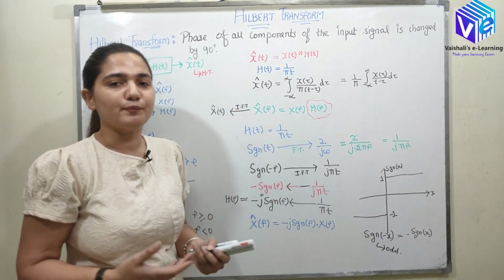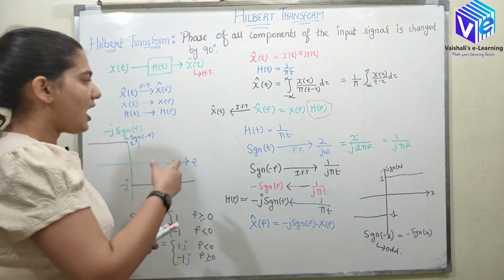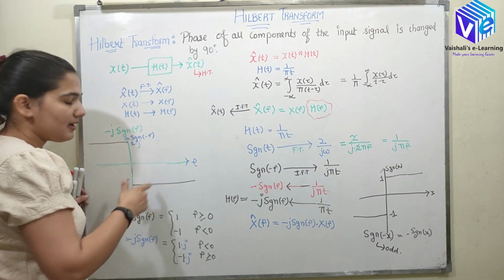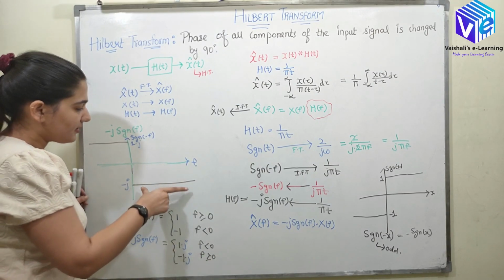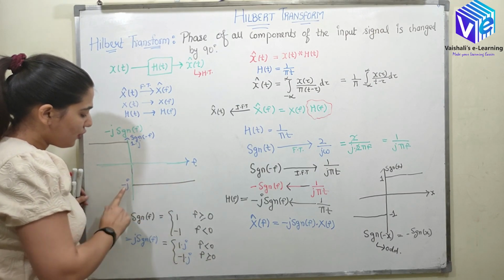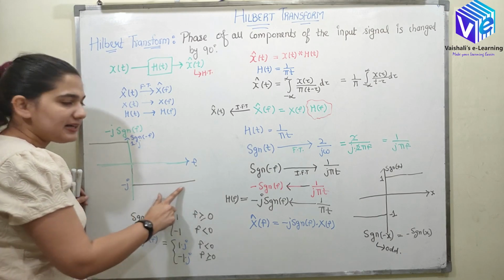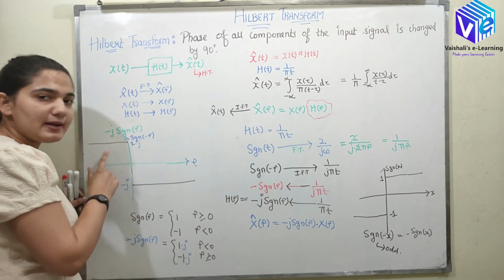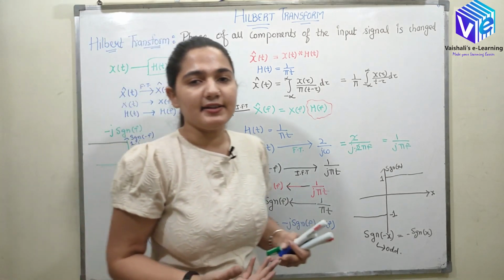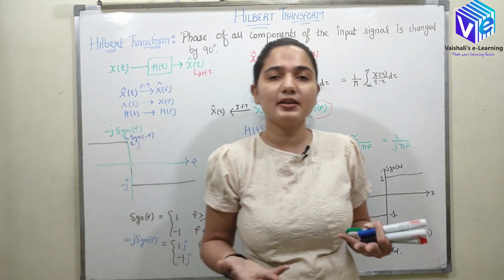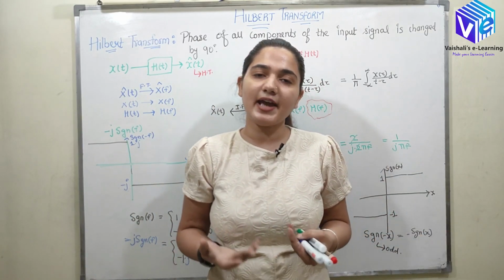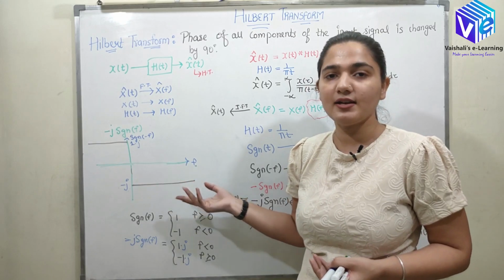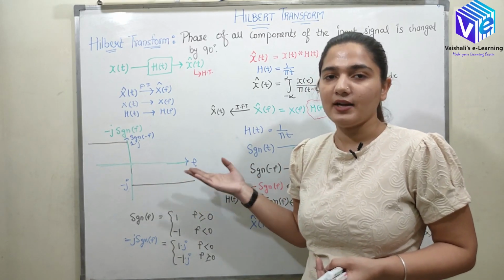So if I have any signal, I need to find its Fourier transform. I'll see for what values it is greater than 0. Whenever it is greater than 0, I'll multiply it with minus j, and whenever it is less than 0, I'll multiply it with j, and I'll add them. To find the Hilbert transform in the time domain, I'll find the inverse Fourier transform.